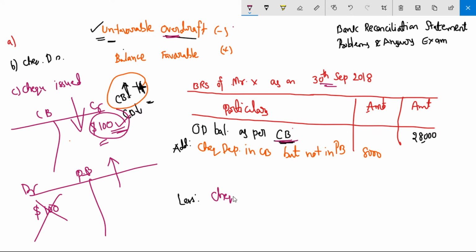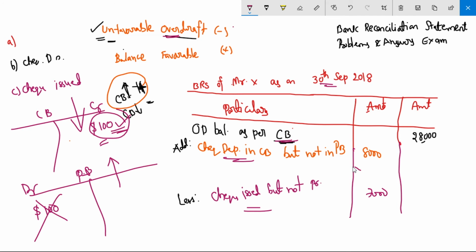Okay, checks issued but not presented for payment. How much? 7,000. Deduction side. You understand the logic: checks deposited is added, so automatically checks issued should be deducted, directly, right? Opposite side. Like that you can do problems in examination. I will bring one more small problem for you and we can do more.